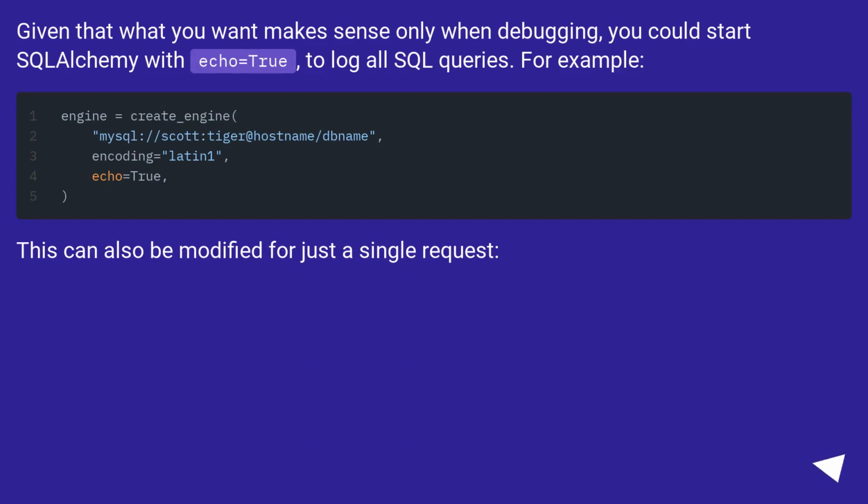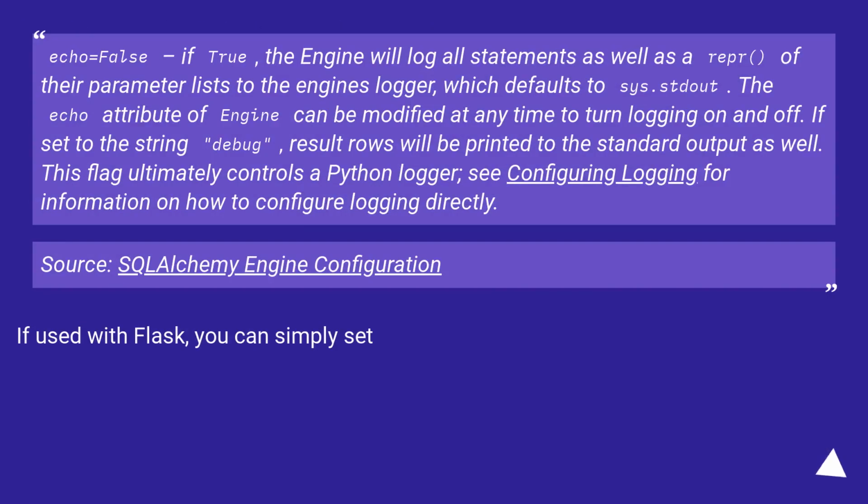Given that what you want makes sense only when debugging, you could start SQLAlchemy with echo=True to log all SQL queries. For example, this can also be modified for just a single request. Echo=False. If True, the engine will log all statements as well as a repr of their parameter lists to the engine's logger, which defaults to sys.stdout.